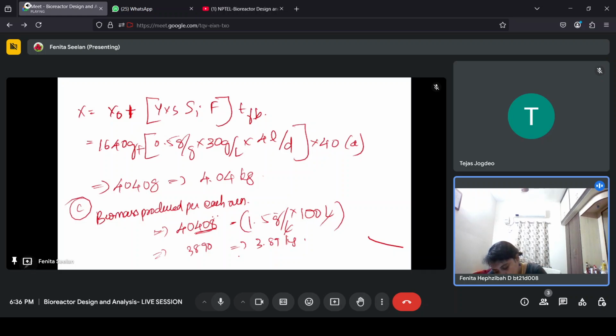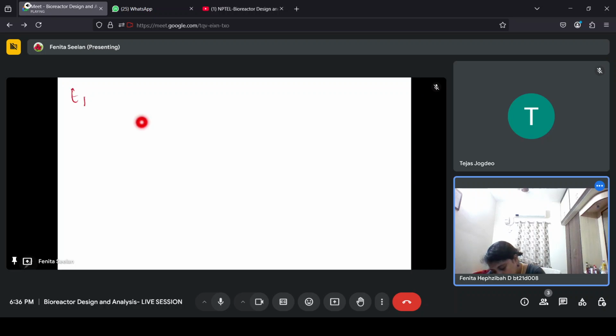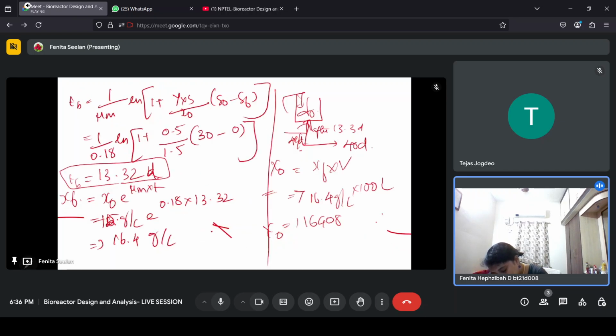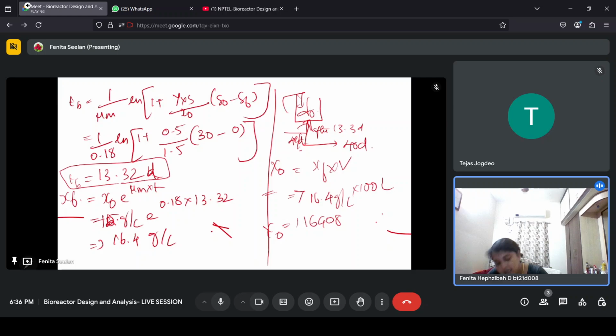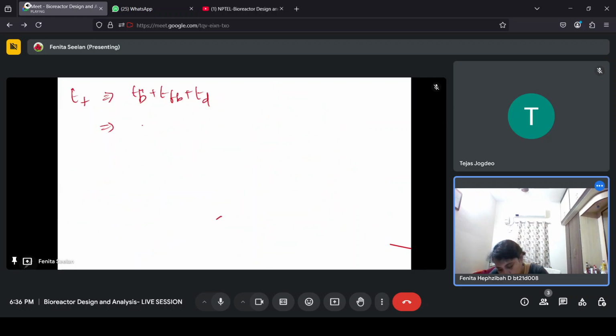So we know the total biomass produced per each run. We know the total time is batch time plus fed batch time plus time for downtime. So what was the batch time we calculated? The batch time is around 13.32 hours, and we know the downtime is 24 hours and the fed batch time is given as 40 hours. So if we do the calculation, 13.3 plus fed batch 40 plus downtime 24 hours.